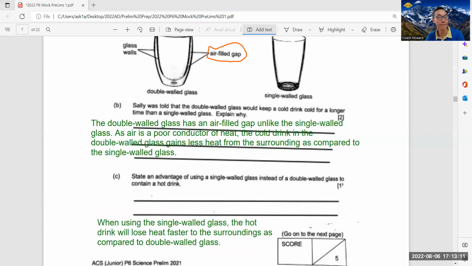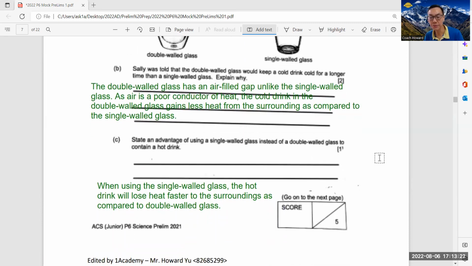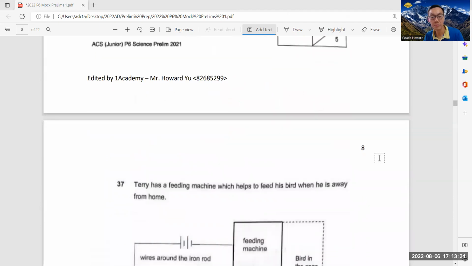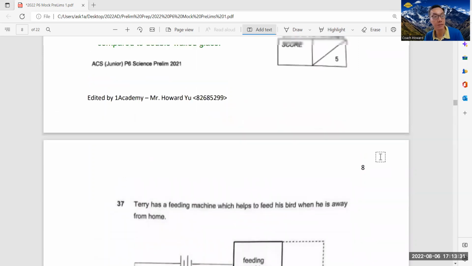Okay, this one. Okay, let's continue. Okay, now it's 5:13.